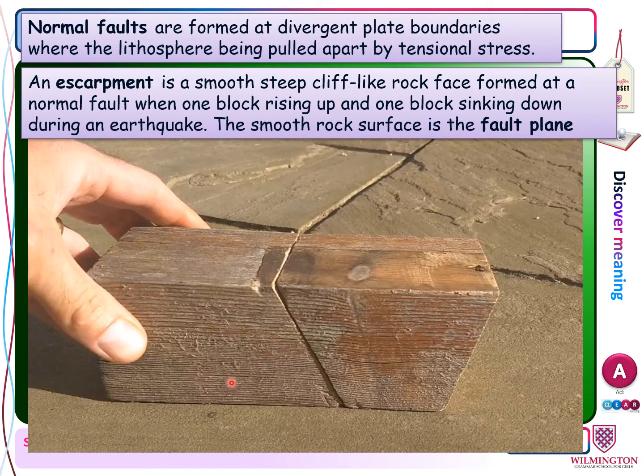I'll show you on the next picture anyway, because on that side there was a new area exposed. It was a very light bit here. And that bit was the fault scarp, which in our spec is called an escarpment. An escarpment is a smooth, steep, cliff-like rock face formed at a normal fault.